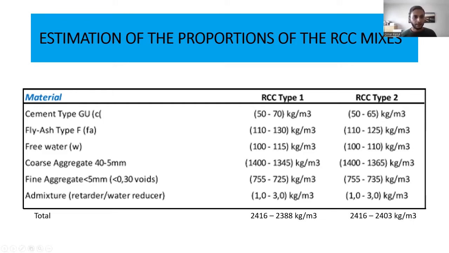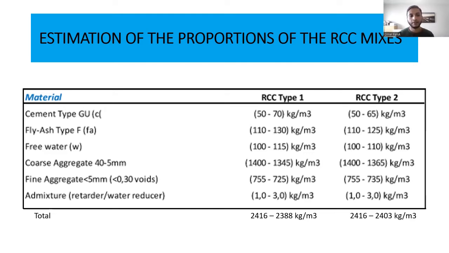Also in the slide, you can see the free water that needs to be added. The amount of water is not that much, very little water is needed because we moisture condition the aggregates first. This free water is added to make the cement work, and to make sure we have an adequate amount of workability. For coarse aggregate, the nominal maximum size is 40 millimeter, which is the maximum coarse aggregate size. We also use some retarders.